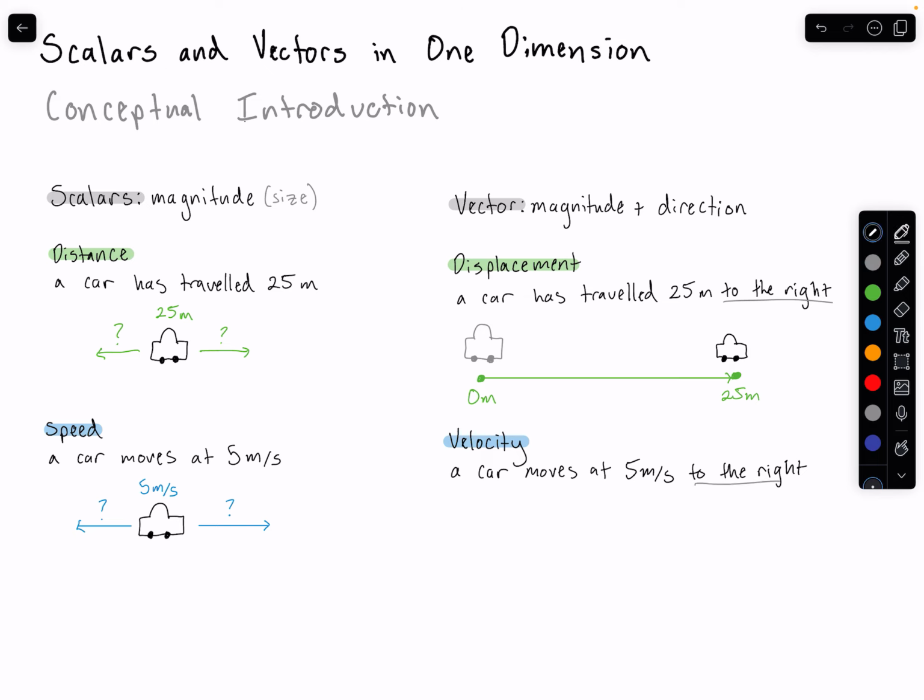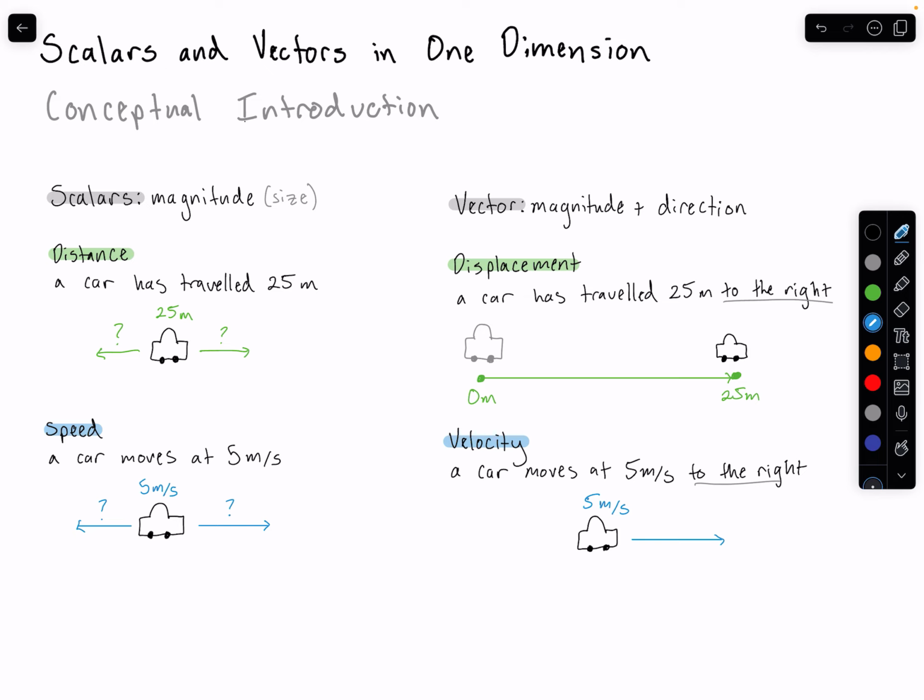So as a visualization, as I like to do, we can imagine we have a car here, same car, and we've been told that it's going at 5 meters per second, but now we know it's going to the right. So we can draw it kind of like that. So I hope this gives you an idea of the difference between scalars and vectors.